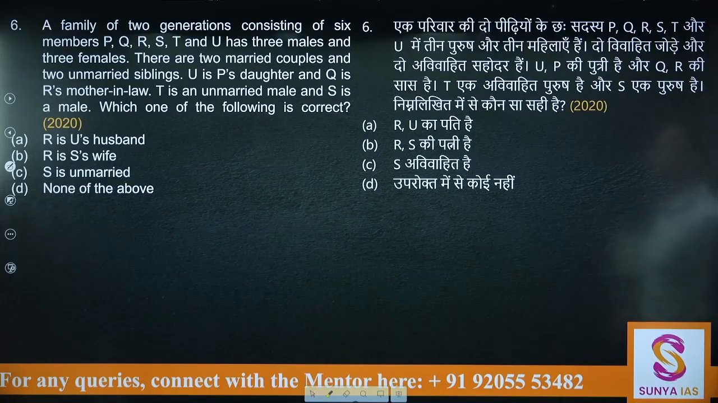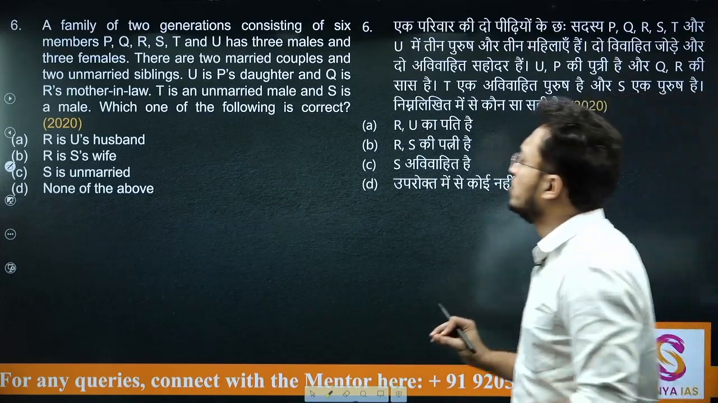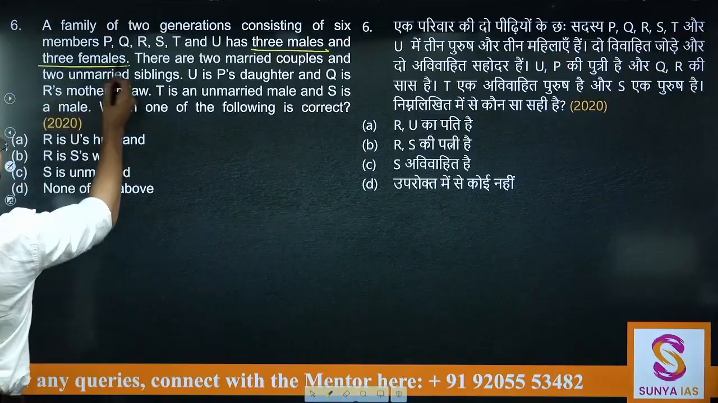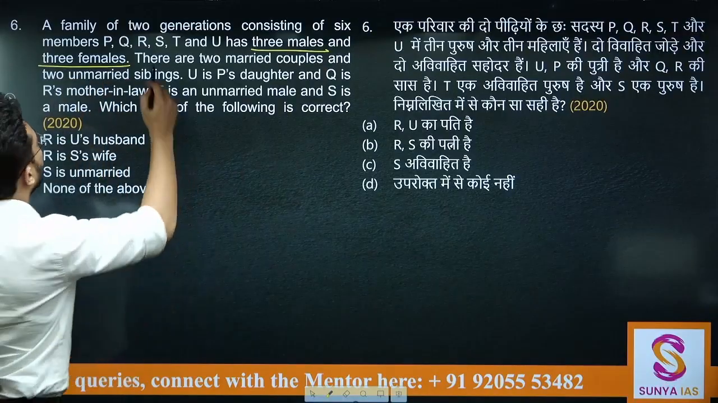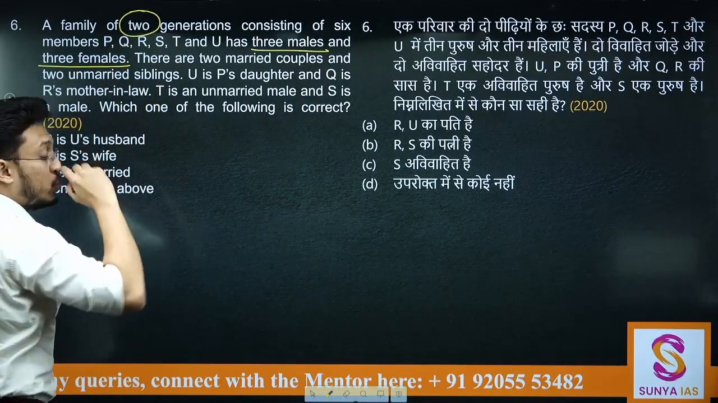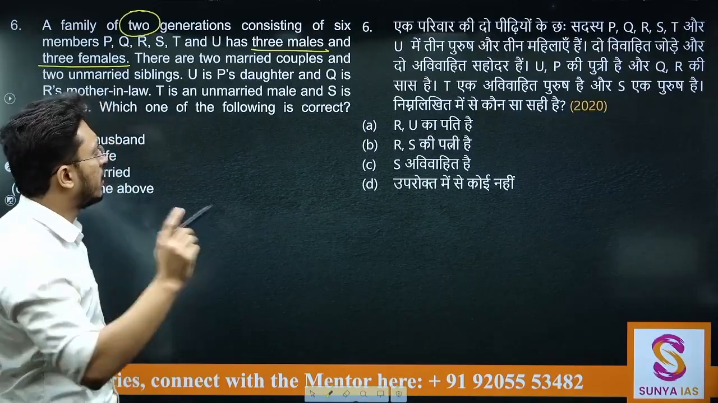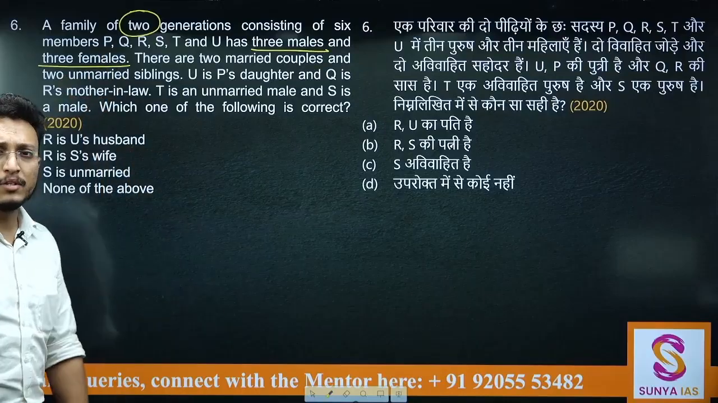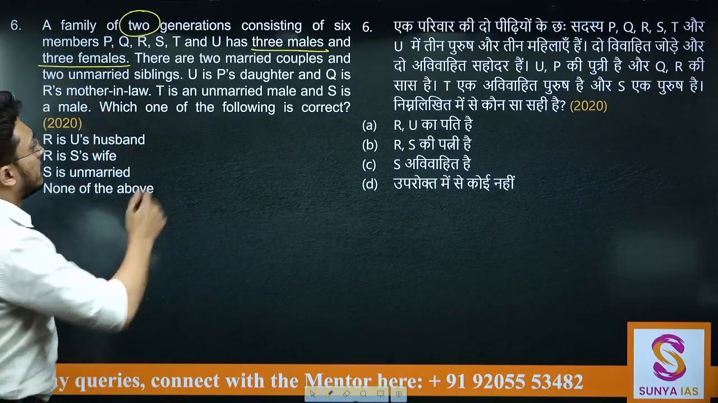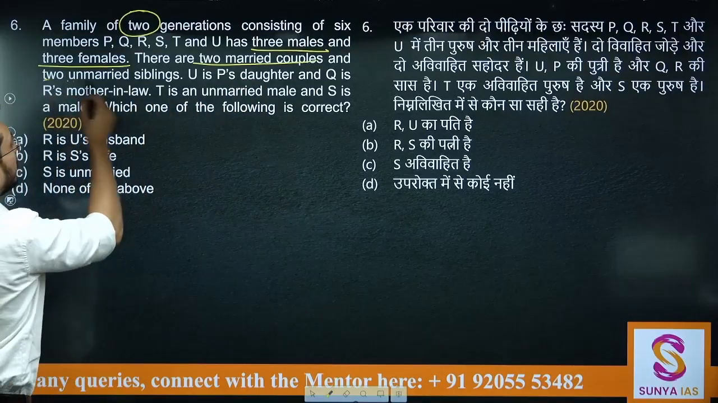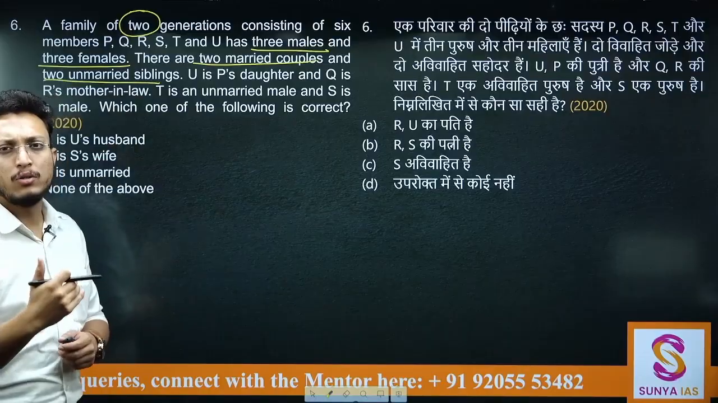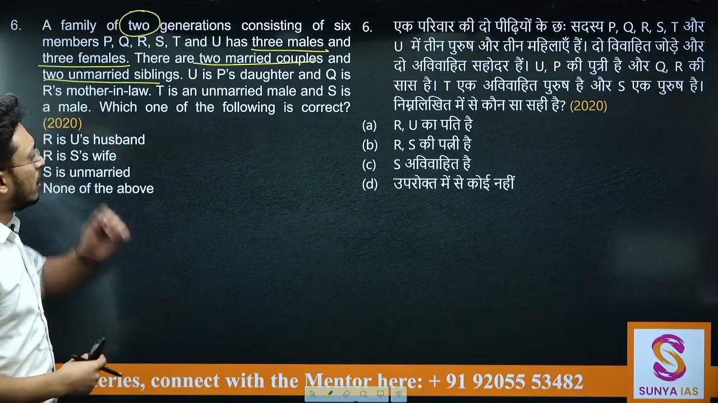Now a family of 2 generations consisting of 6 members, P, Q, R, S, T and U, and these are 3 males and 3 females. So this is specifically given. Also you should note here that they are talking about 2 generations only. There are only 2 generations there, out of which there are 6 people, 3 males and 3 females, and it is given that 2 married couples are there and 2 unmarried siblings are there. So 2 married couples, 4 हो गए, and 2 unmarried siblings, total 6 हो गए.